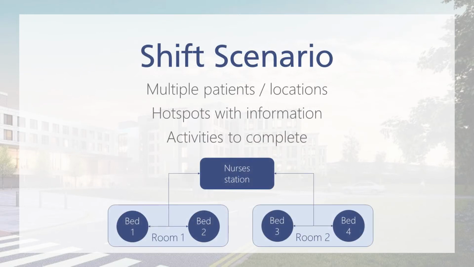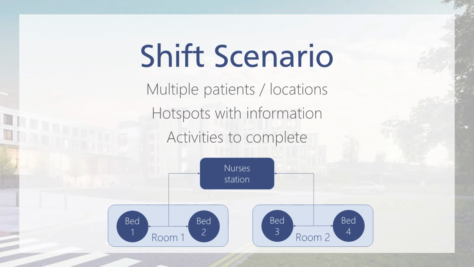The shift style scenario is an environment made up of 360 images with interactive hotspots and activities to complete. It is similar to a virtual tour in that you travel around multiple patients or multiple locations like you might on a shift on a ward. At each patient, there are hotspots with information to discover and activities to complete. Activities could be answering questions, history taking, making a treatment plan, reflecting on what you would do next, any sort of question that you would like to ask. These are set by the educator when they create this scenario.